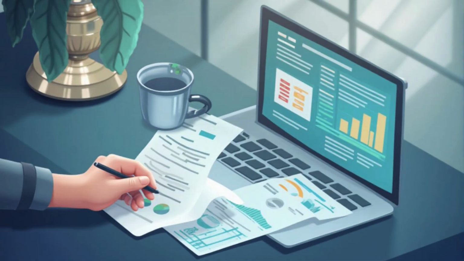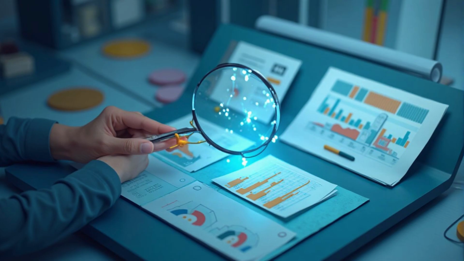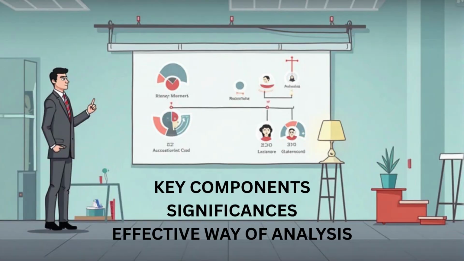Having the ability to study a consolidated balance sheet is critical for evaluating the financials of private companies and making informed decisions. In this video, we will explore the key components, significance, and ways for effective analysis of a balance sheet.